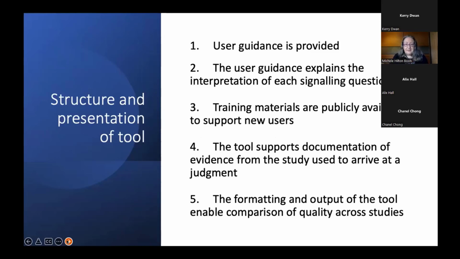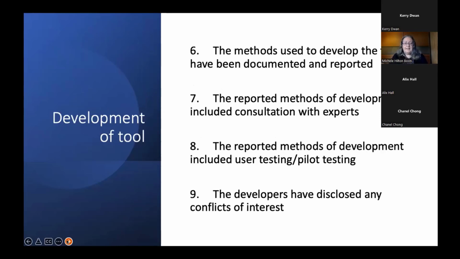The first 5 criteria that were rated essential by more than half of respondents were these 5 relating to the structure and presentation of the tool: the user guidance, the training materials, documentation, formatting, and output. The next grouping from the methods used to develop the tool related to whether the methods had been documented and reported, included consultation with experts, included user testing or pilot testing, and disclosure of any conflicts of interest on the part of the developers.